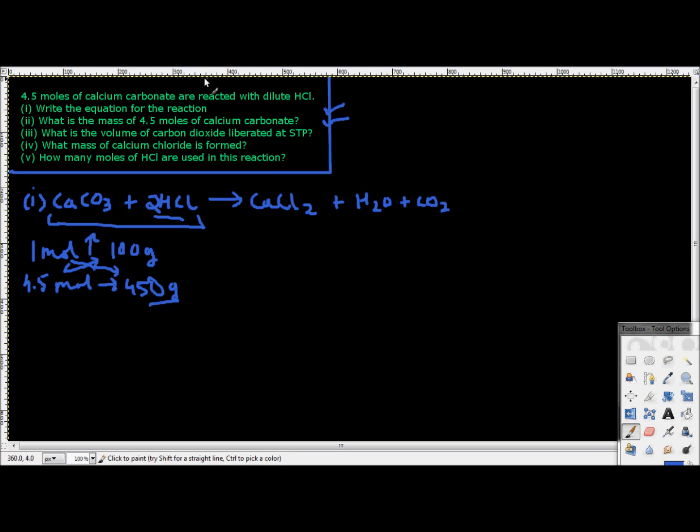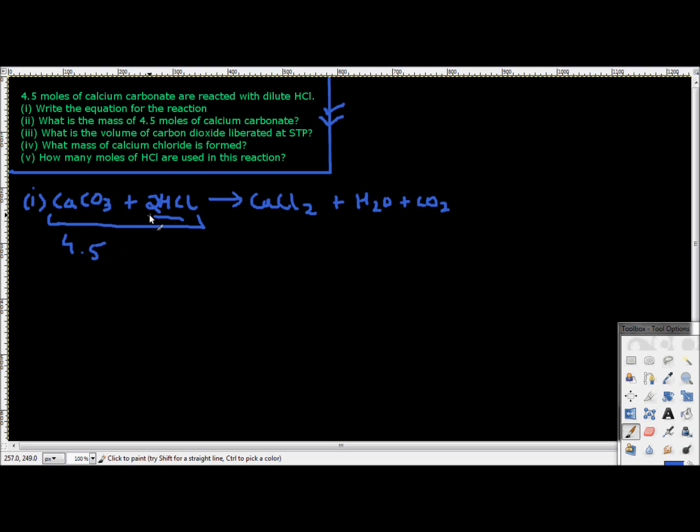Now the third one asks you what is the volume of carbon dioxide liberated at STP. Now I'm gonna remove this again because to explain this I'm gonna need a bit of space under the reaction. Okay, so we've been given the 4.5 moles of calcium carbonate, and we haven't been told how much HCl there is, so it's just assumed that it is in excess. So over here we can write 4.5 moles.